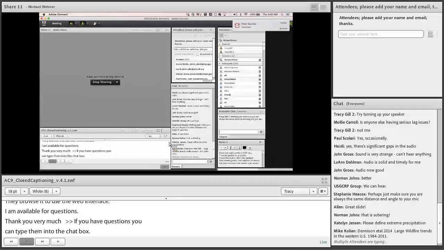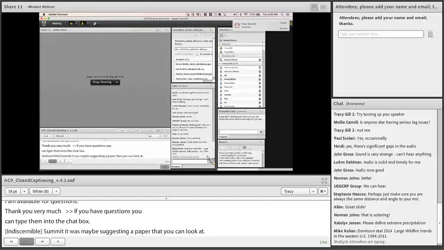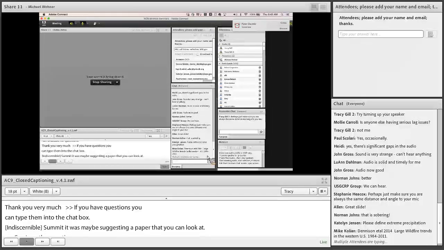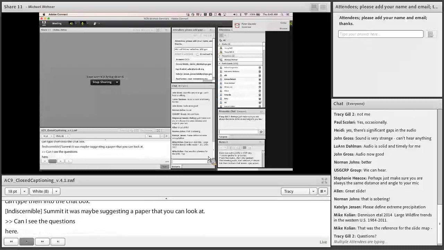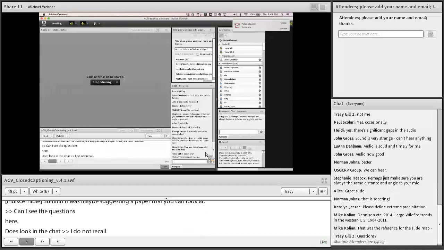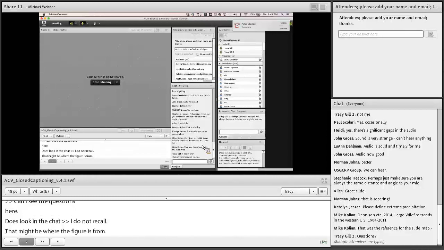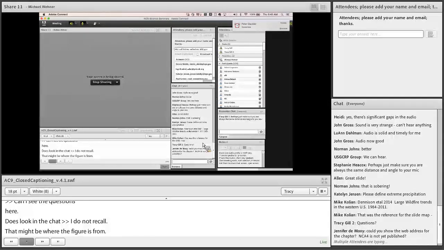Can I see the questions here? Yeah, you should. You might just need to look down on your chat. Yeah, I do see that. I don't recall if that might be where that figure is from. I'd have to check. Oh, that was the reference for the slide map. Yeah, okay. That's what figure 8.4 is, I think. Okay, thanks.